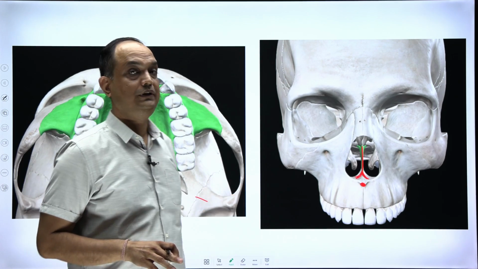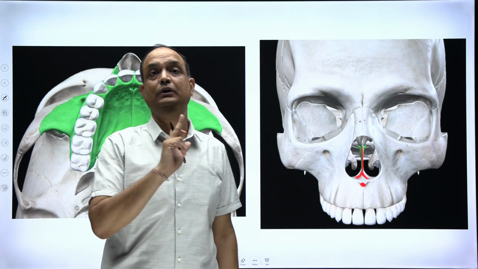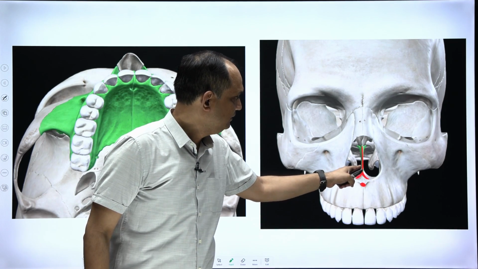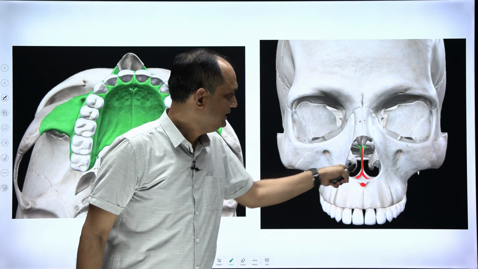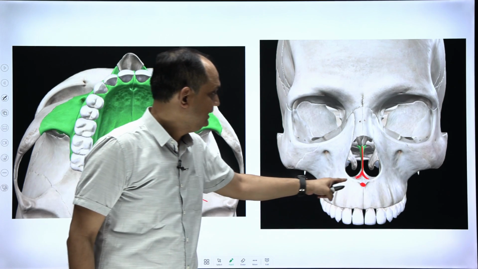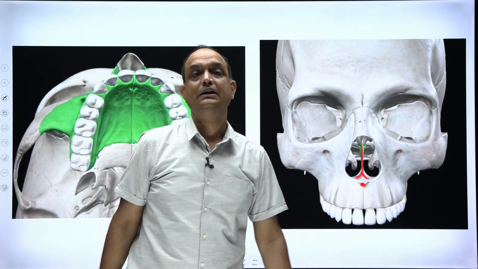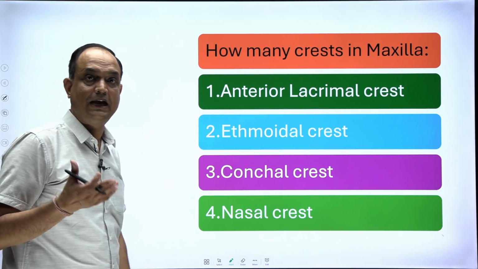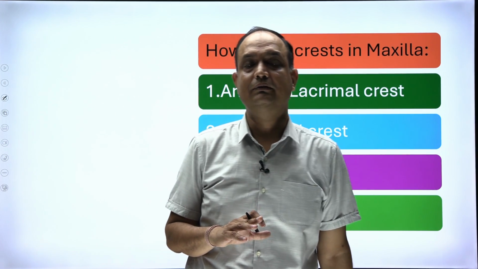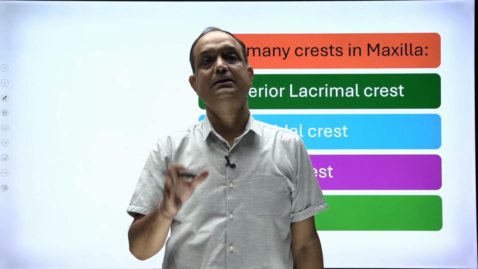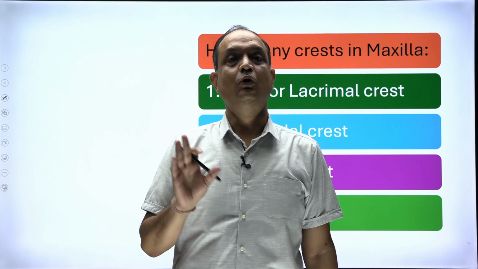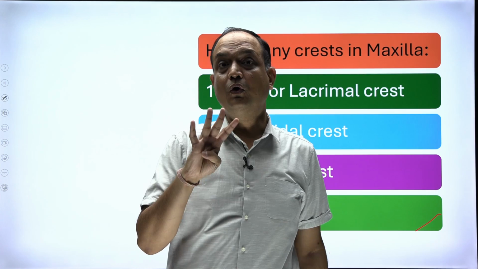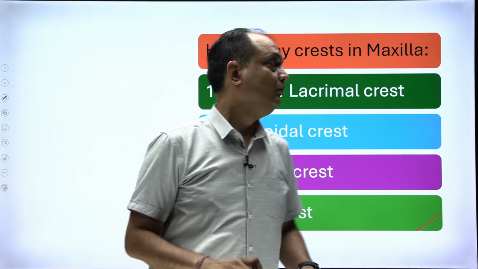Clear? So what are the features of the medial border? The medial borders join together in the midline as the intermaxillary suture, but towards the nasal side the medial border shows some elevation, known as nasal crest, and it comes out on the anterior side as anterior nasal spine. Now sometimes you have this question in your viva: how many crests are present in the maxilla? Most commonly you have to reply four crests. What are these four crests?